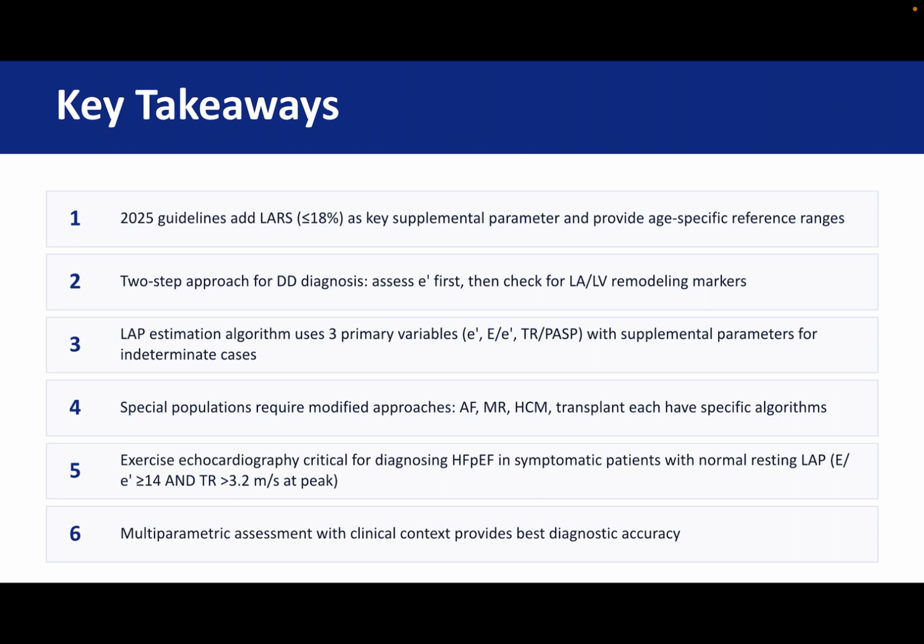Not applying the specific algorithm in these patients leads to systematic errors. Exercise echocardiography is essential for diagnosis of heart failure with preserved EF in symptomatic patients with normal resting left atrial pressure. Positive criteria: E to E prime greater than 14 and TR greater than 3.2 at peak exercise. Both are required. A multi-parametric approach with clinical context provides the best accuracy. No single parameter makes the diagnosis. Grade the patient, not the number. Thank you very much for your attention.